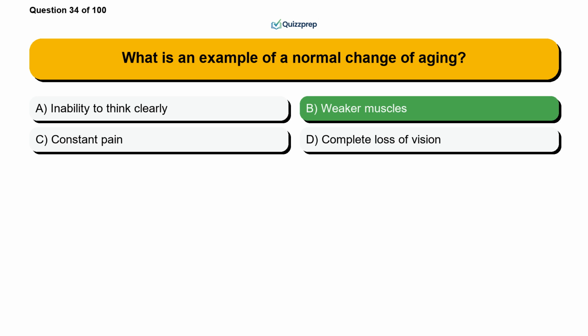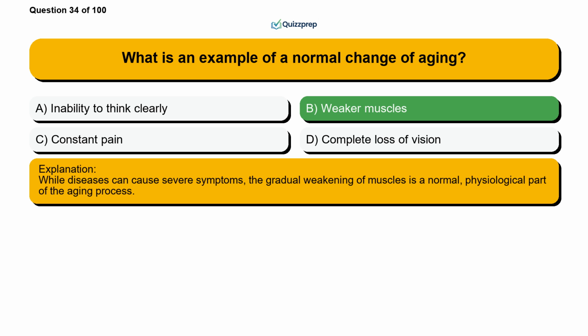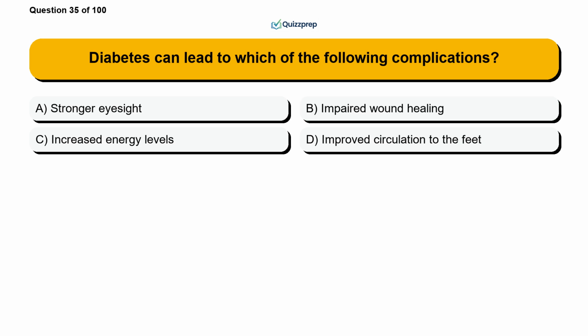Weaker muscles. While diseases can cause severe symptoms, the gradual weakening of muscles is a normal, physiological part of the aging process. Question 35. Diabetes can lead to which of the following complications? Option A, stronger eyesight. Option B, impaired wound healing. Option C, increased energy levels. Option D, improved circulation to the feet.